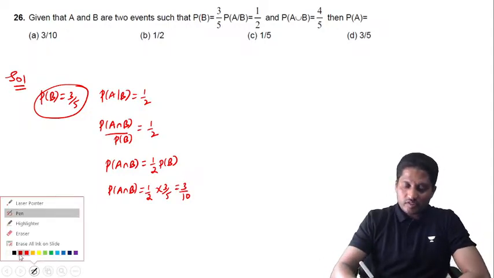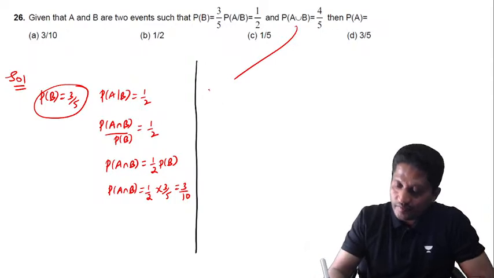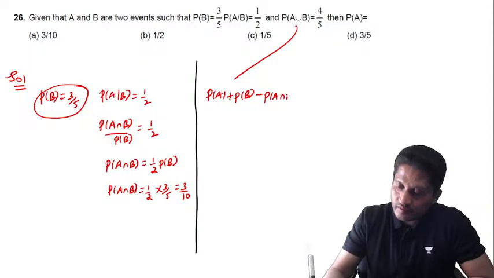Right, now if I use this data, P of A union B is equal to 4 by 5. That is P of A plus P of B minus P of A intersection B is equal to 4 by 5. P of A I don't know. That's what I'm supposed to find out. P of B is 3 by 5. Intersection is 3 by 10. And which is equal to 4 by 5.